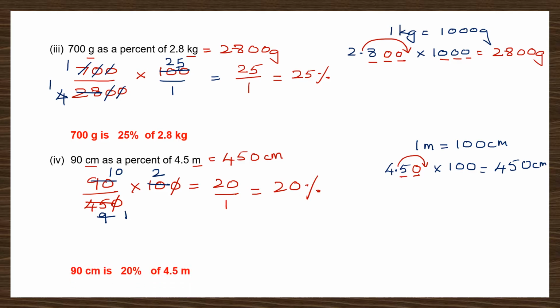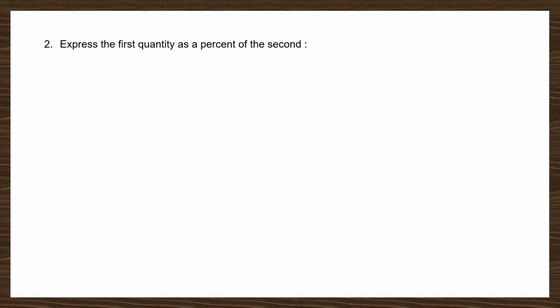So 90 centimeters is 20% of 4.5 meters. Question 2. Express the first quantity as a percent of the second.